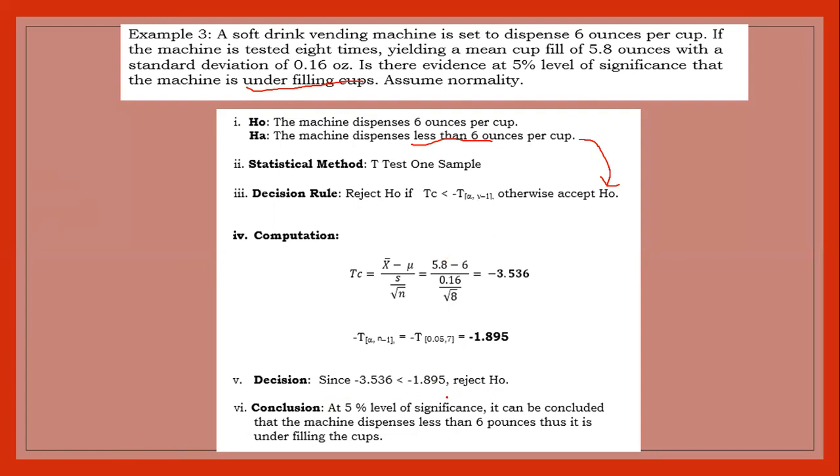Let's go to conclusion. When you say reject HO, literally, i-reject mo ang HO. Ang gagawin mong conclusion, si HA. Kasi nga, ni-reject mo yung HO. So, kukopyahin nyo lang class yung HA, but you start your statement by mentioning the level of significance. So, palaging ganon. You always start by mentioning the level of significance. So, you say, at 5% level of significance, it can be concluded that the machine dispenses less than 6 ounces, thus it is underfilling the cups.